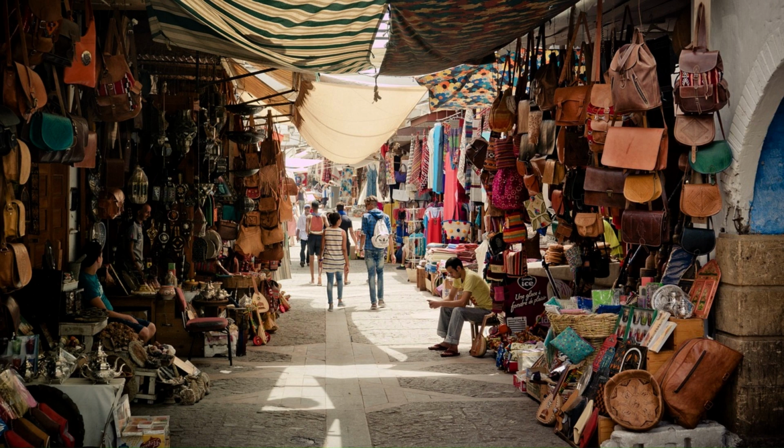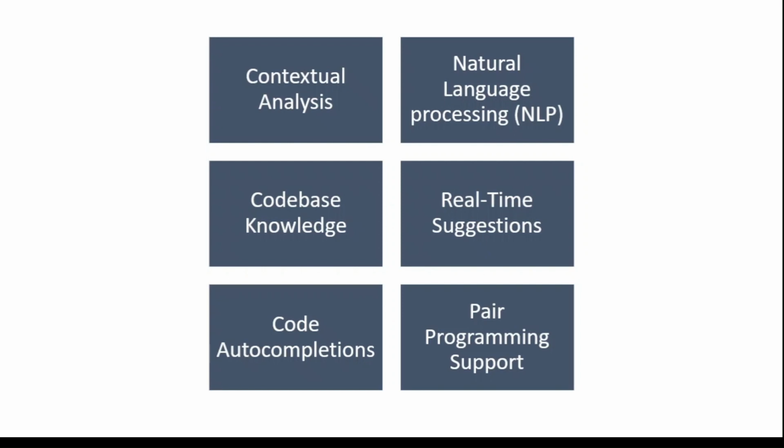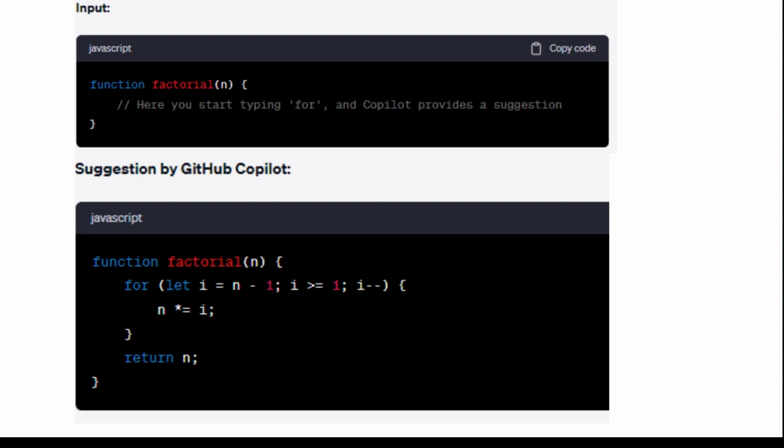Next one, the code base knowledge. GitHub Copilot has been trained on a vast amount of open source code from various projects. This knowledge helps it understand common coding patterns, libraries, and frameworks. Real-time suggestions. As you type code, GitHub Copilot provides you real-time suggestions that match the context. For example, if you want to write the factorial of n, Copilot suggests the logic to return the factorial of n inside that function.